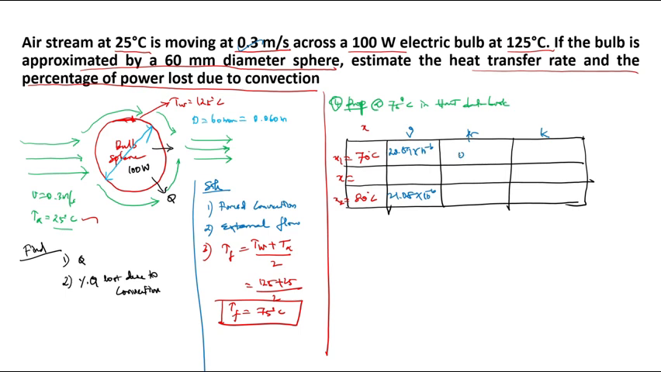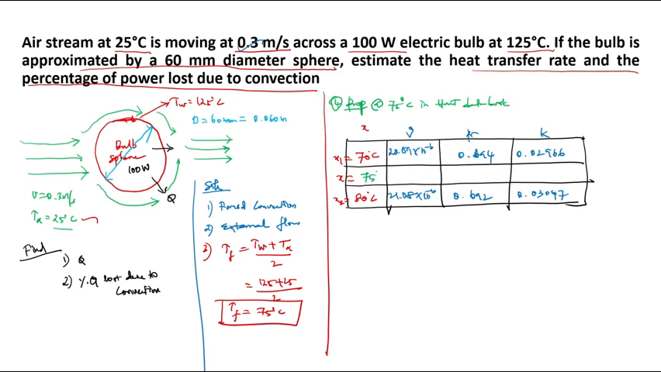Prandtl number is equal to 0.694. Here it is 0.692. Thermal conductivity is equal to 0.02966. Here it is 0.03047. Now we are calculating the properties for the given temperature of 75.